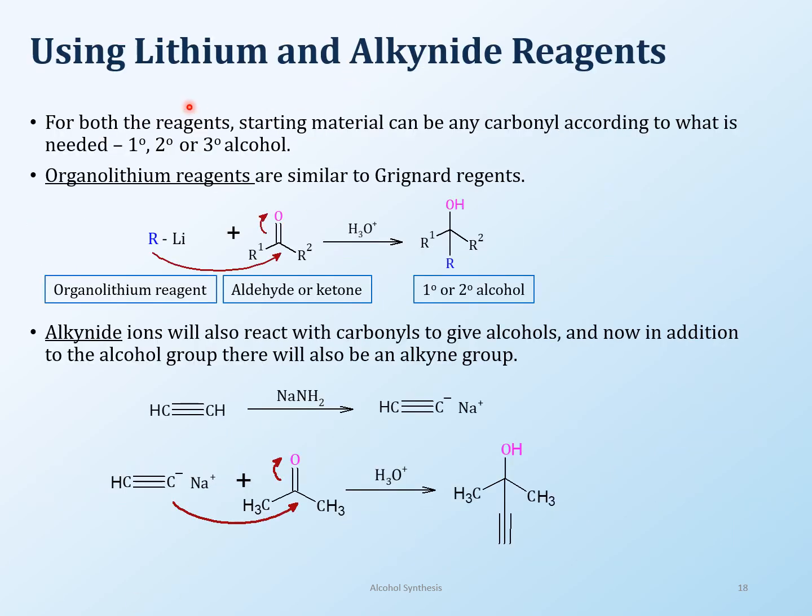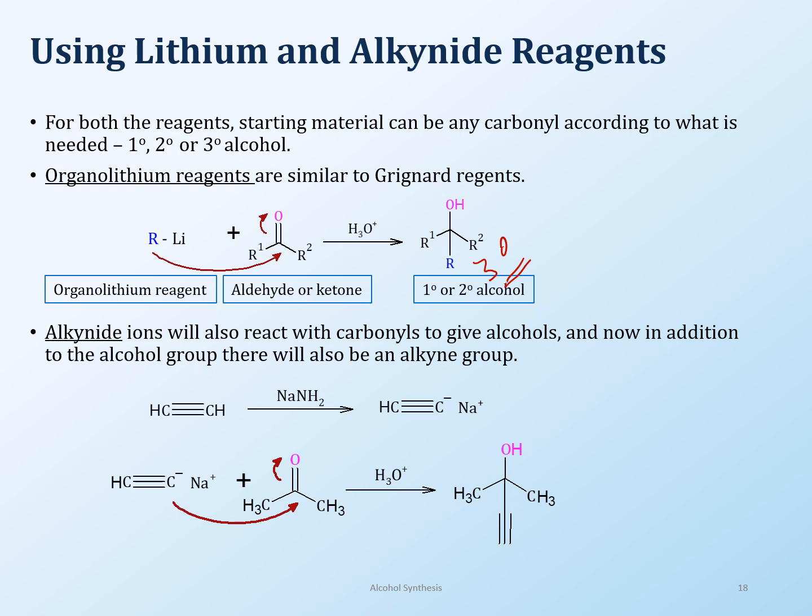All right, so you can use lithium reagents as well and alkanide reagents as well to make alcohol. So here is a lithium reagent, works exactly like Grignard. If you use a ketone, you're going to get a tertiary alcohol. Depending on what kind of R groups you have, you can have primary, secondary, or tertiary. I think I have written this one wrong, so this could also be a tertiary alcohol depending again on what kind of substance you're starting with. Is it an aldehyde or a ketone?